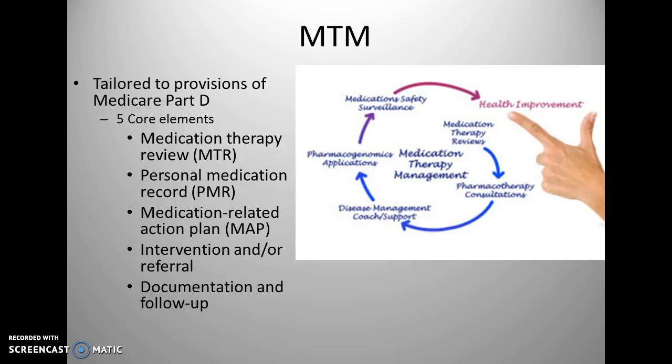MTM, again, is tailored to the provision of Part D. Again, we talked about Part D as it relates to pharmacy, and so, prescription drugs. So 5 core elements: the Medication Therapy Review, or MTR, looking at the personal medical records, or PMR, the medication action plan for the patient, which we touched upon, MAP, and if there's any intervention that's necessary for patients to increase compliance, or if there's any referrals that are necessary. And of course, all of these particular steps need to be documented, and also a follow-up. How are the patients doing, especially as it relates to the medication-related action plan.